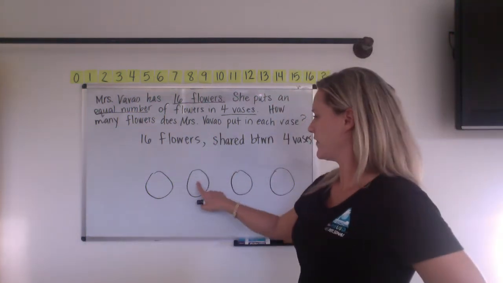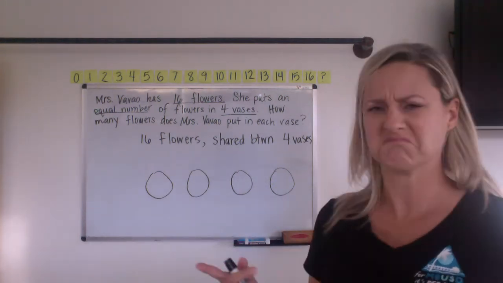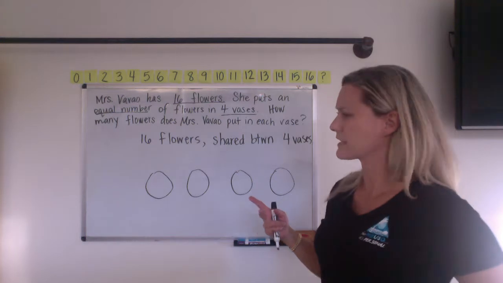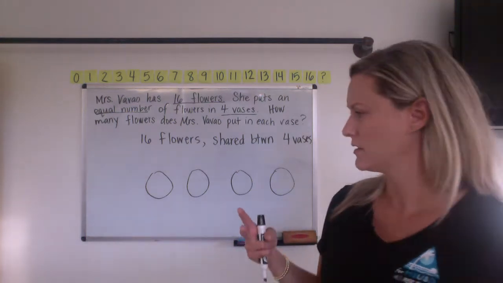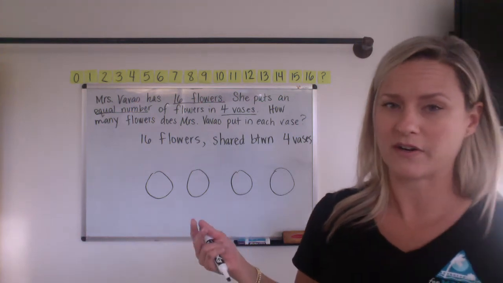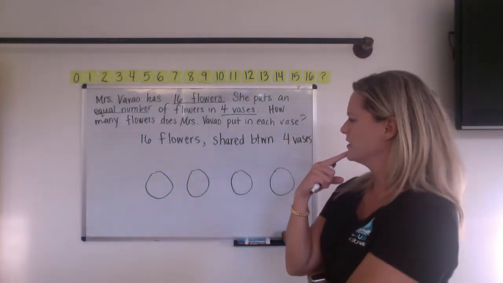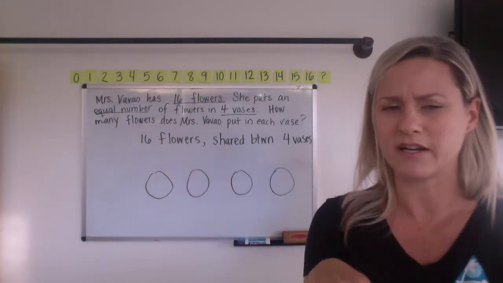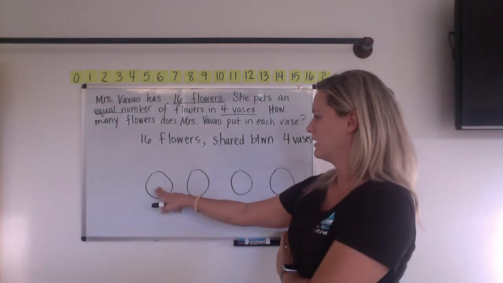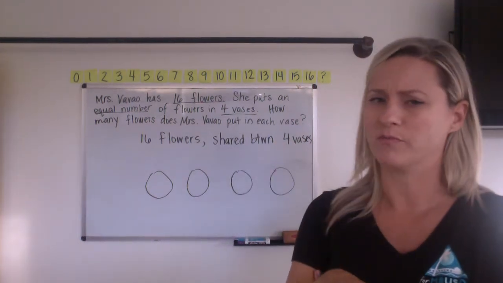So I know each vase is going to get more than 1 flower? Yeah. How about, is each vase going to get more than 2 flowers? 2, 4, 6, 8. Yeah, it's going to get more than 2 flowers. How about 5? Would each vase get more than 5, less than 5, or 5 exactly? Let's find out. 5, 10, 15, 20. So that would be too much, right?